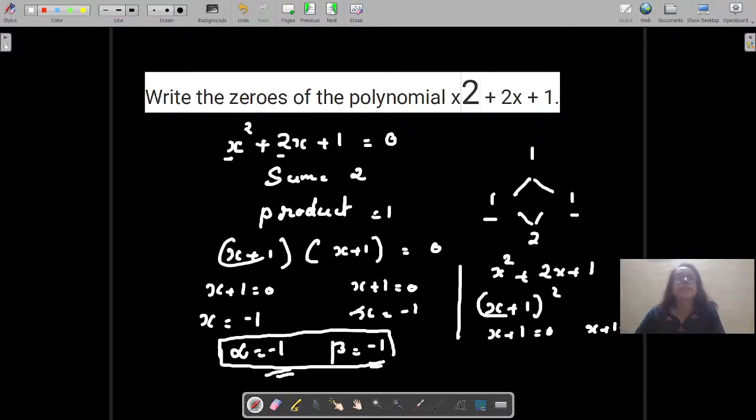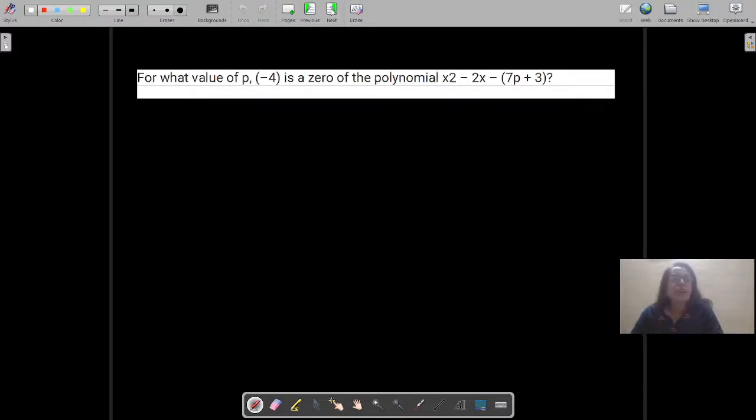What is the next question? For what value of p is minus 4 a zero of the polynomial x square minus 2x minus 7p plus 3? We have to find the value of p. Here the polynomial is x square minus 2x minus 7p plus 3. This is the polynomial.